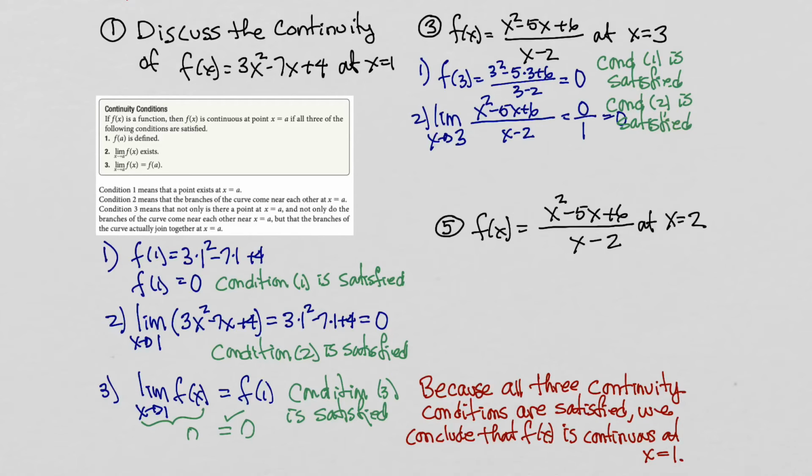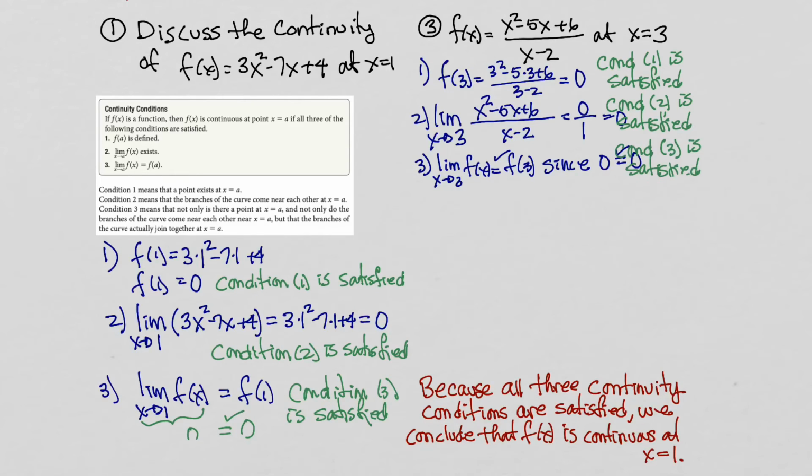Let's move on to condition 3. In condition 3 here, we want to know, does the limit as x approaches 3 of f of x equal f of 3? Well, it does, right? Because this is true since the limit was 0, and that's equal to f of 3, which was 0. So condition 3 is satisfied. Now let's just run through what we've done. We analyzed condition 1, it's satisfied. We looked at condition 2, it's satisfied. We looked at condition 3, it's satisfied. So because all three conditions are satisfied, this function here is continuous at 3.